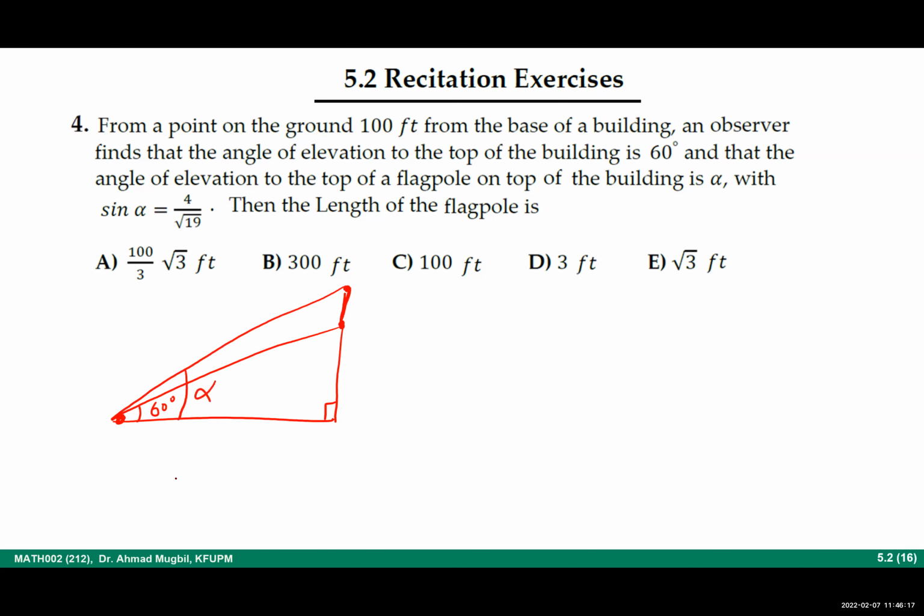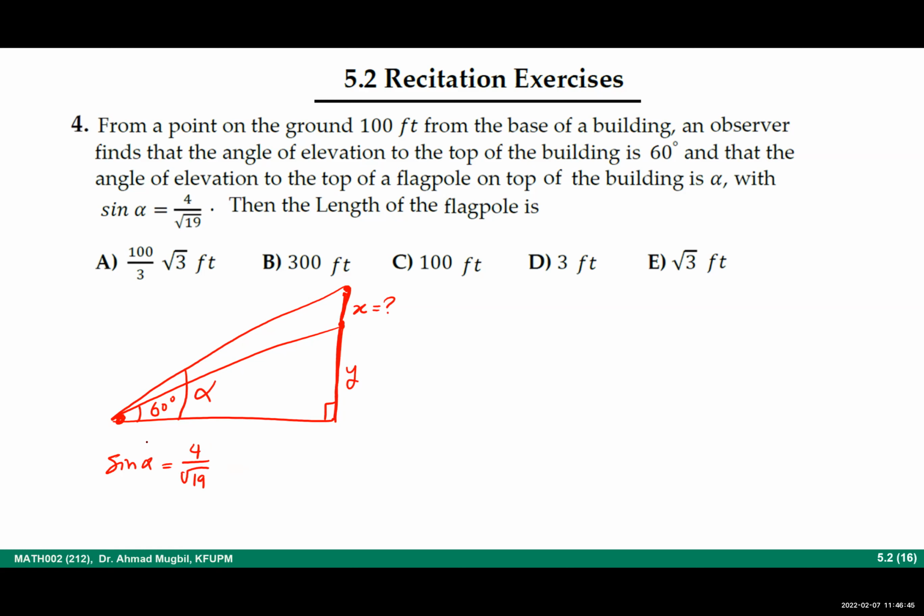This is alpha. And he told us that sine alpha is what? He didn't give us alpha. He gave us the sine of alpha. Then what is the length of the flagpole? So we need to find what is x. Let's call it x. This is what we want. Of course, we will call this y from here to here because we need to use this triangle.